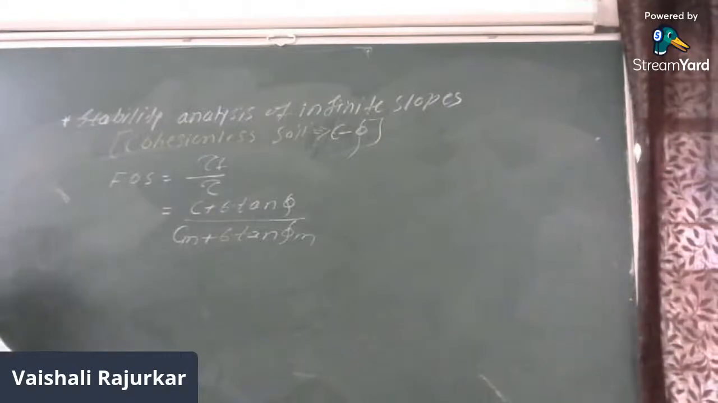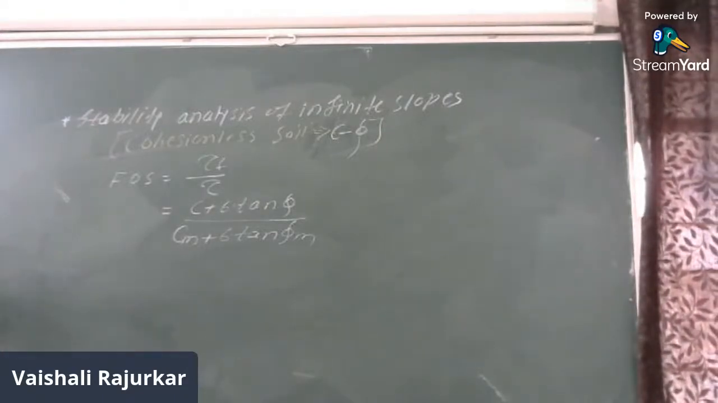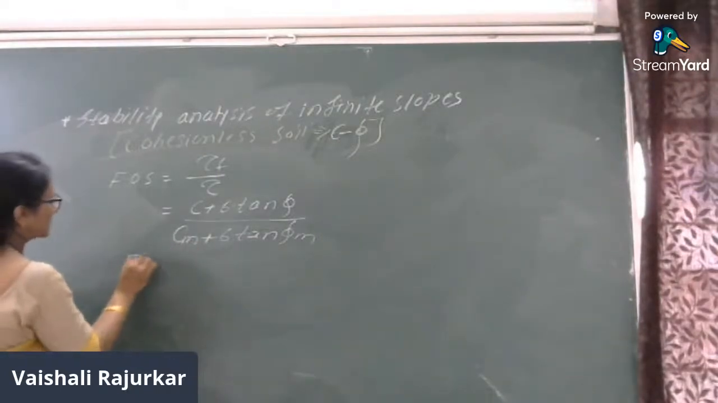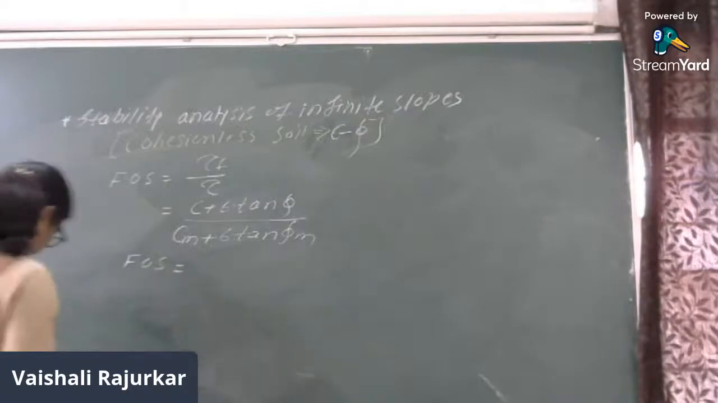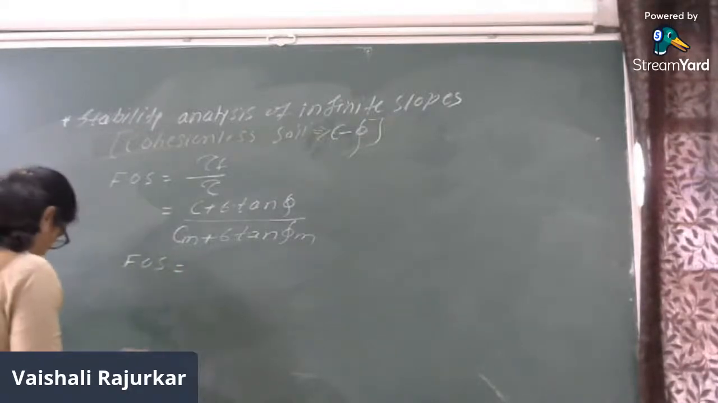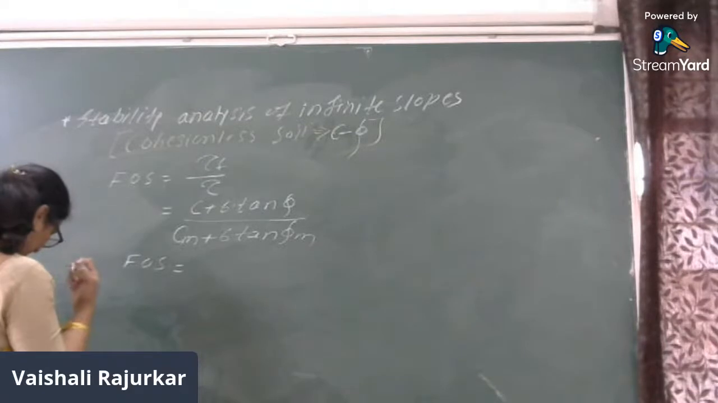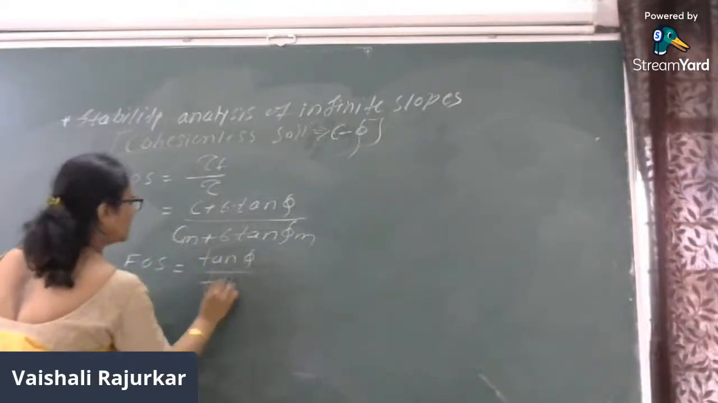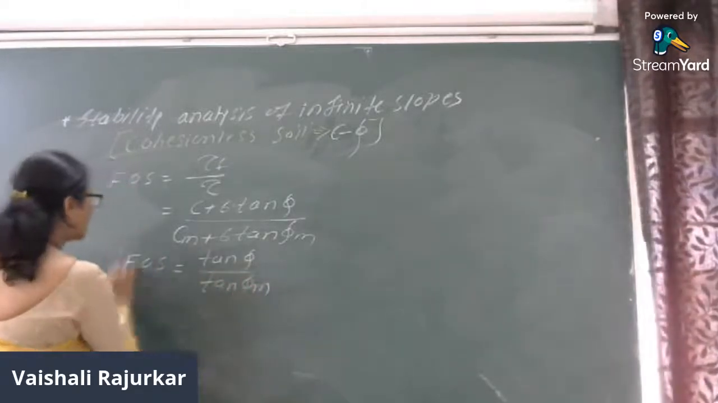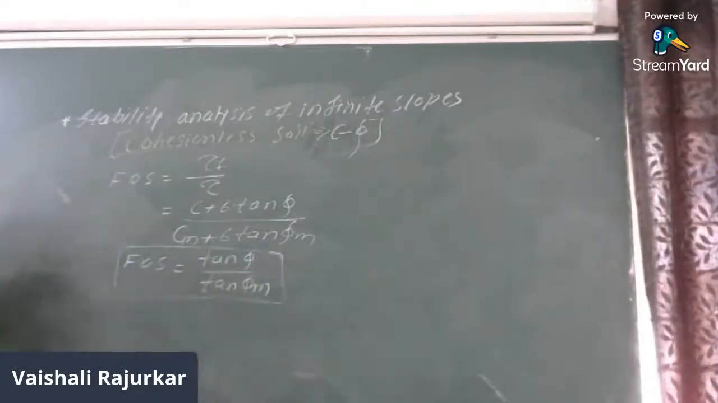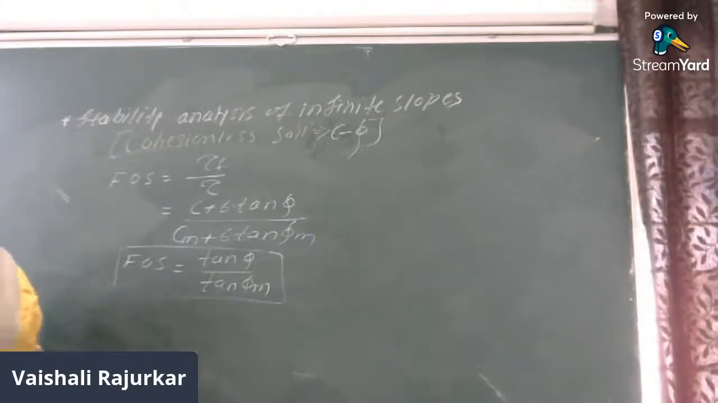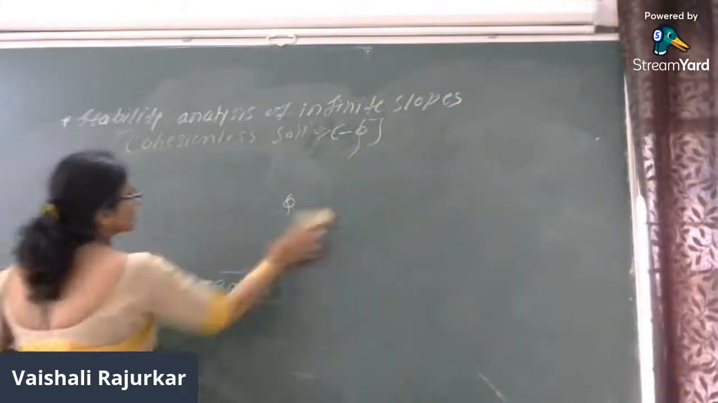And therefore here this factor of safety is equal to tan phi upon tan phi m. This is the mobilized angle of shearing resistance. Right?